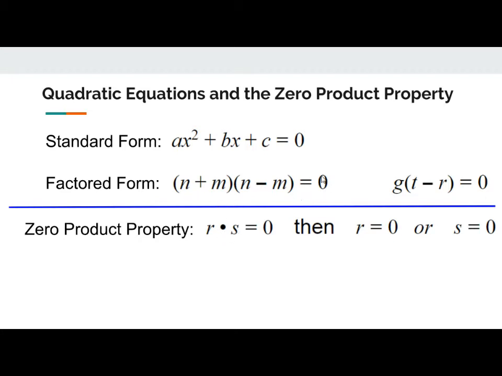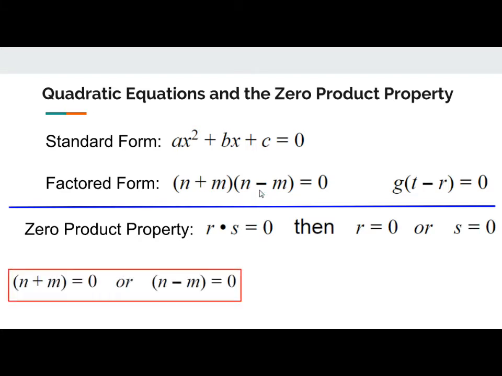So if we look back at our factored form here, if n plus m times n minus m equals 0, then either n plus m must be 0, that'd be that r piece, or n minus m equals 0, that s piece. So one of those has to be 0. And we're going to use that to help us solve for x. So we're going to basically take this quadratic, factor it, and then take these two factors separately and say, well, if the product of those two factors equals 0, one of them must be 0.